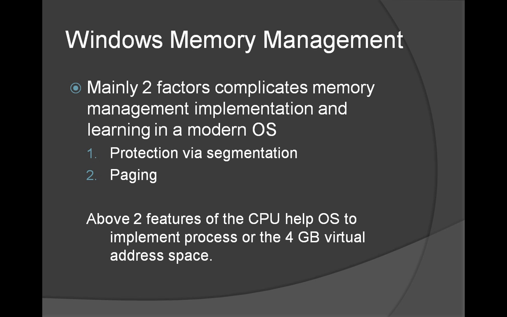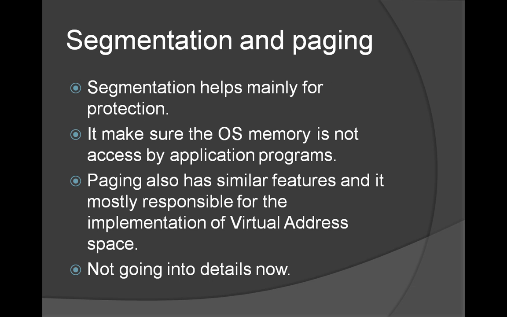So how is that implemented? Now we're going to have a very brief look at the implementation of address spaces, or memory isolation. Two technologies work hand in hand: segmentation and paging. Segmentation and paging help the OS implement a process, or address space, or 4GB virtual address space in the system. We are just going to have an overview of this, and we have a very detailed presentation using WinDbg on how things work in depth.